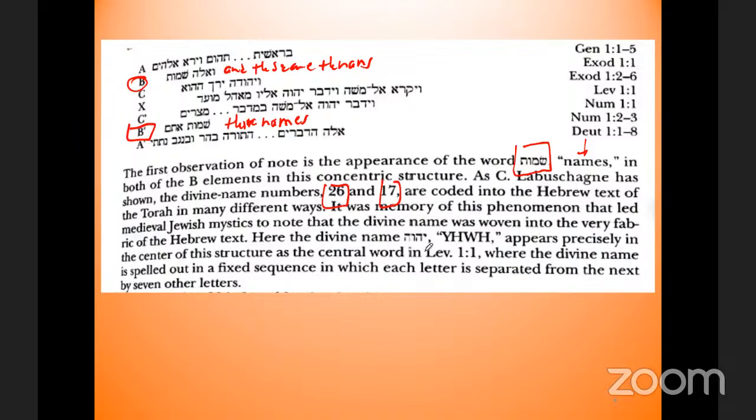Here the divine name Yud Vav He appears precisely in the center of this structure in the book of Leviticus 1:1, where the divine name is spelled out in fixed sequence in which each letter is separated from the next by 7 other letters.